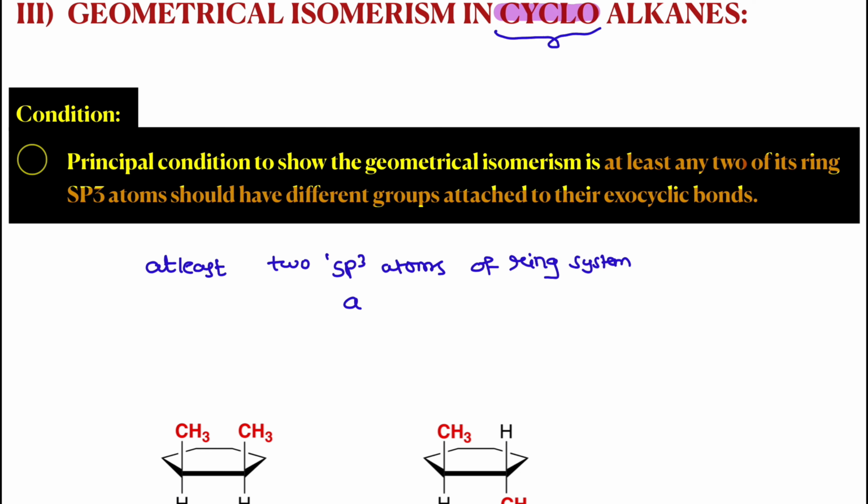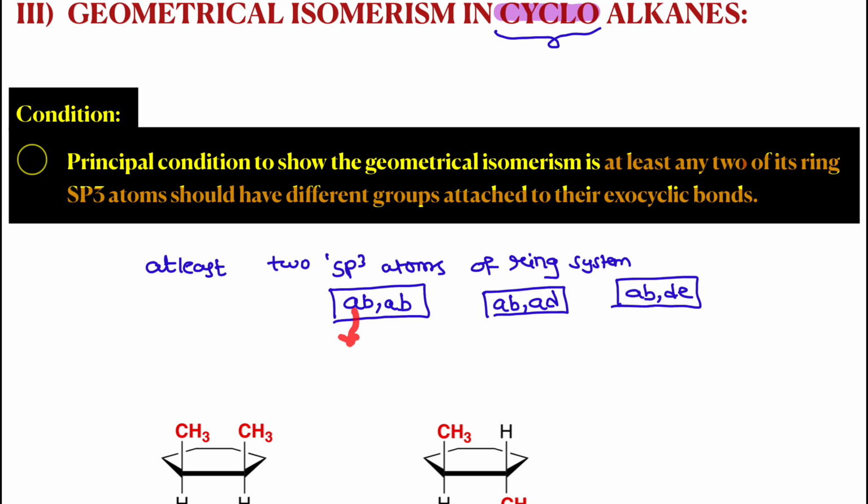Different groups means it can be like an AB type of structure, AD type of structure, otherwise DE type of structure. So these are the groups of the first atom, these are the groups of the second atom. At least two atoms, maybe three atoms, four atoms may also satisfy the condition. So there is no problem.